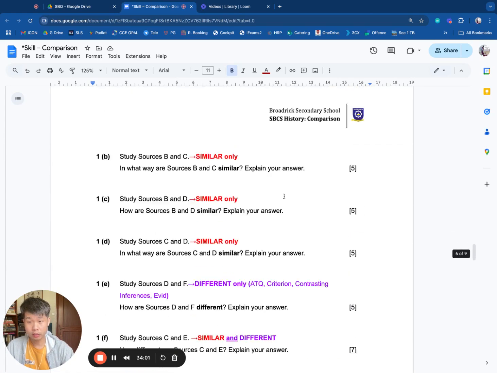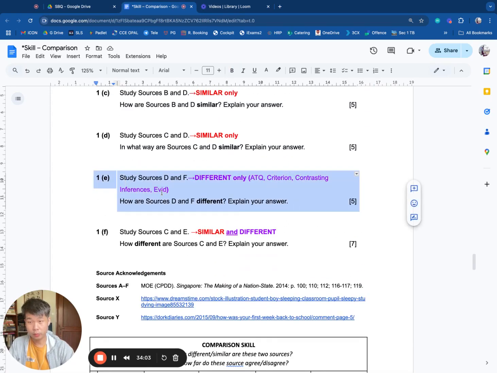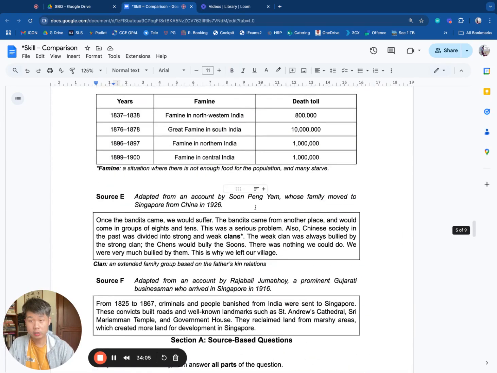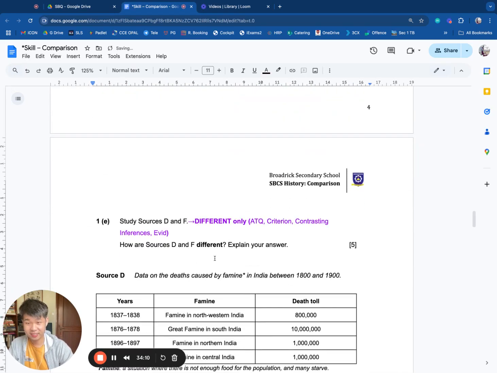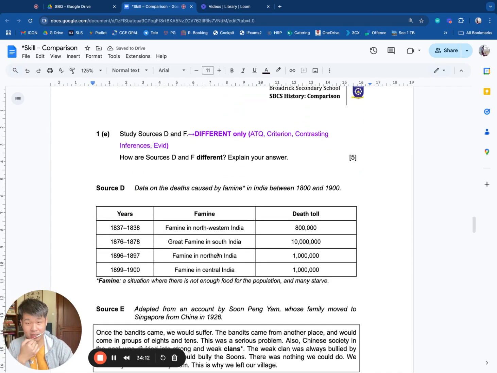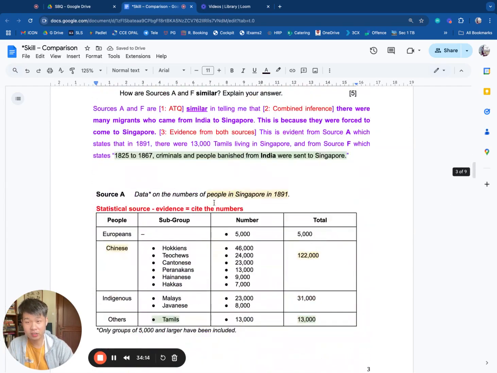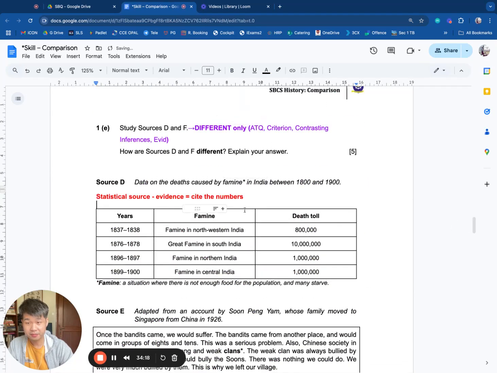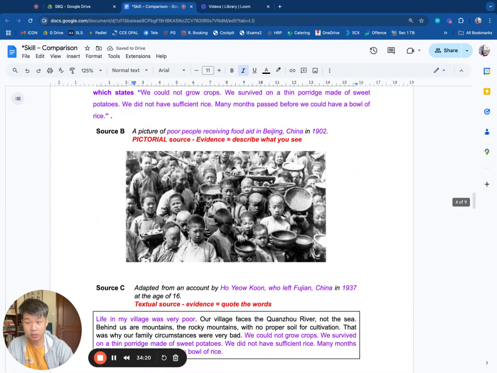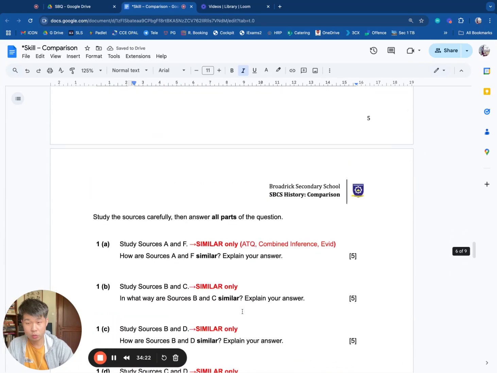And let's go to the difference. I wanted to do one difference question with you before I end off. Study sources D and F. How are these sources different? Explain your answer. Here, I have another statistical source, where evidence is to cite the numbers. And here I have another textual source. Evidence is to quote the words.